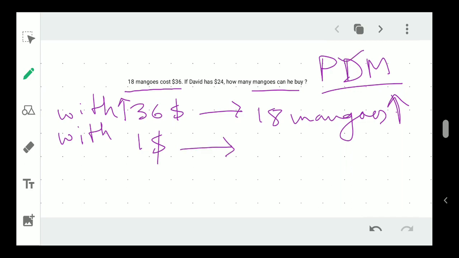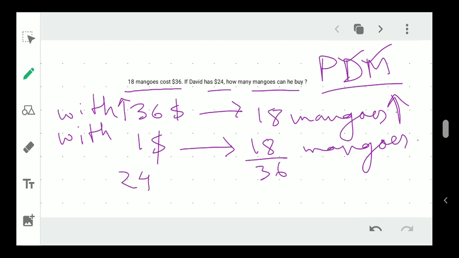So first is division. I will do 80 by 36 mangoes. Now multiplication. I have $24. So with $24, now I have to do multiplication. That is 24 times 80 by 36. So I can do cancellation here.